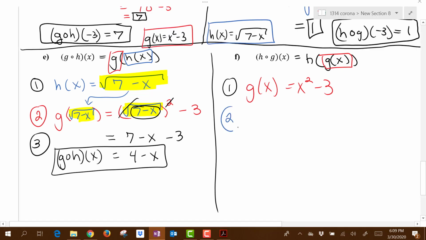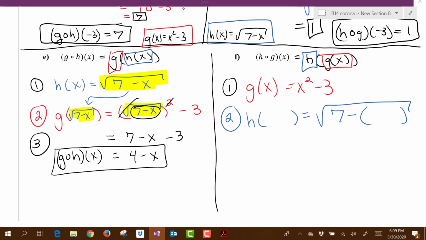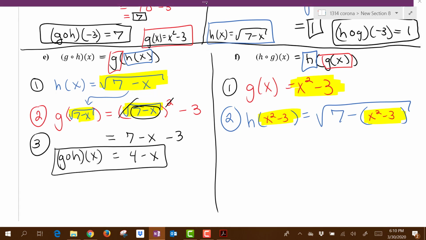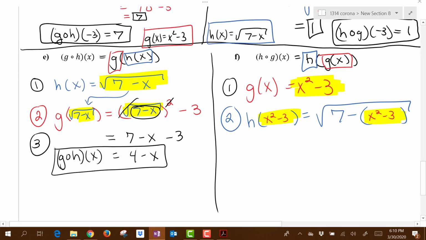Step 2 then is to take that outside function h, or that first function h, and we're going to write that without the parentheses, or without the x. We're going to put parentheses in place of the x, and then we're going to take the result from step 1, which is the x squared minus 3, and we're going to put that inside of all the parentheses. Alright, and then that's the college algebra, is to put the x inside the inside function. We get the original equation right back.